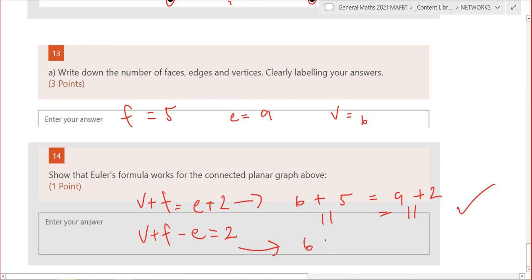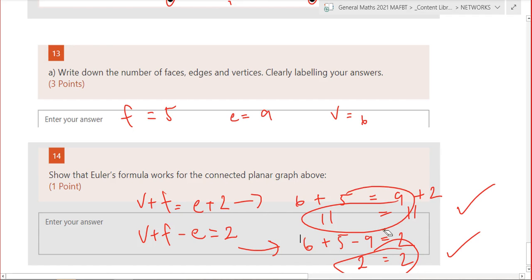Also, if I use this formula, it'll be the same thing here. V is 6. F is, what was F? F was 5 minus E, which was 9, equals 2. And then, so if I was to work this out, 6 plus 5 is 11, minus 9 equals 2. So that makes sense. If the numbers are the same, then that means the formula makes sense, okay? All right, I'll stop.